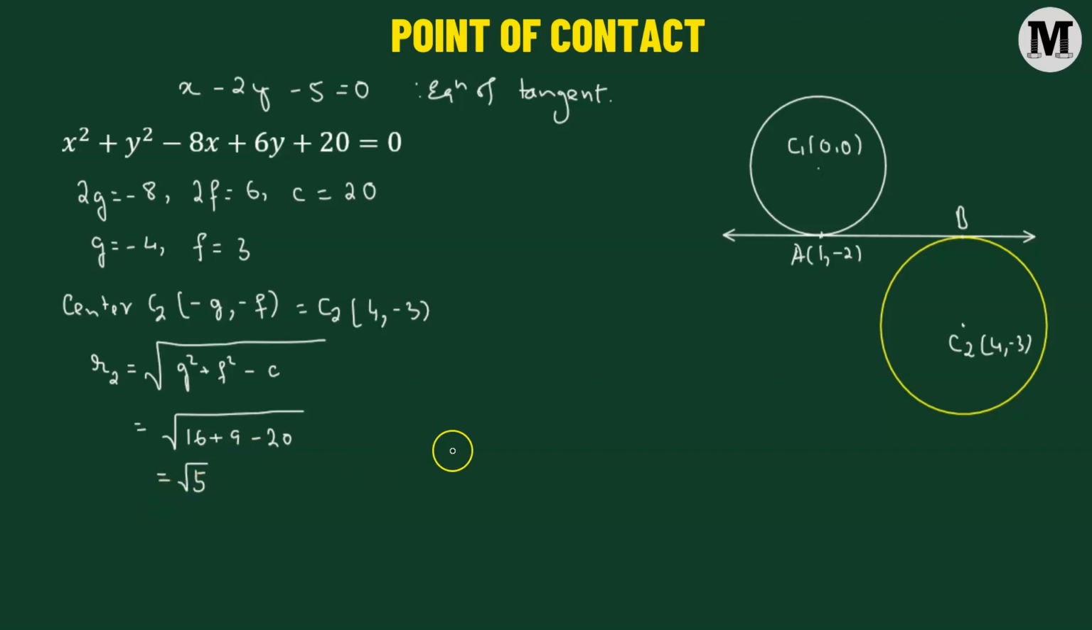We'll keep this aside. Now we'll try to drop a perpendicular from point C2 on the straight line. This is our straight line whose equation is x minus 2y minus 5 equals 0.